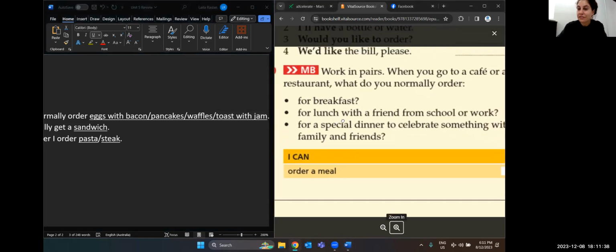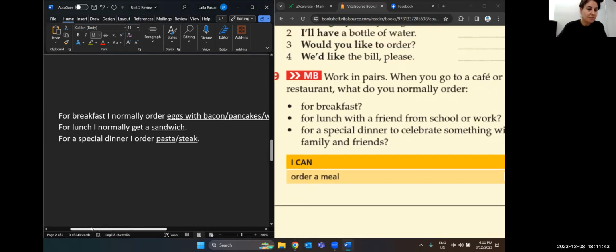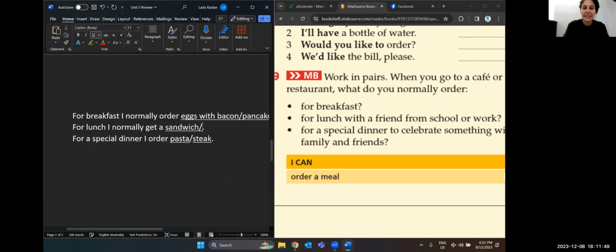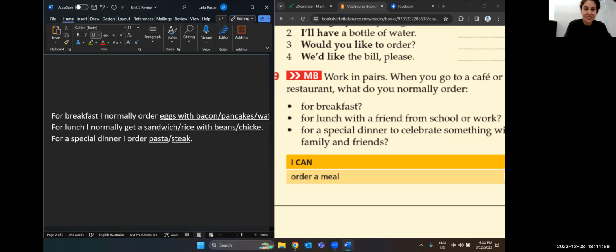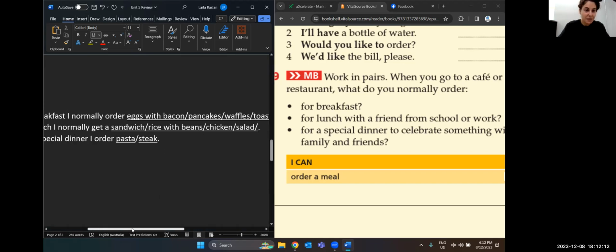For lunch with a friend from school or work. So maybe for lunch, I normally get a sandwich. I normally get rice with beans, tuna. Yeah. Chicken. Yes. Chicken, pork. Yeah. For lunch, I normally get a salad. Maybe we can have a salad. Or a steak. I don't know. Maybe some people eat steak.